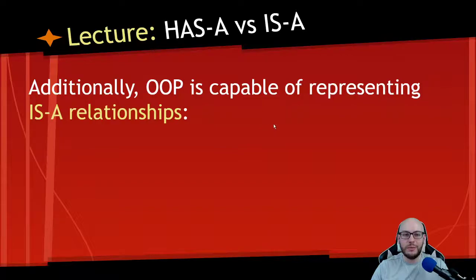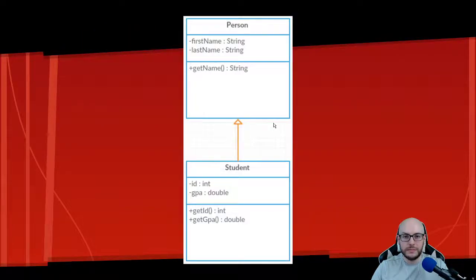Additionally, OOP is capable of representing is-a relationships. Right? In terms of class diagrams, we'll see it manifest as this. We're going to say that student is a person.